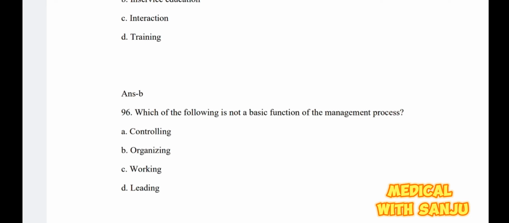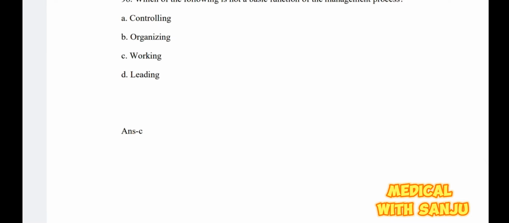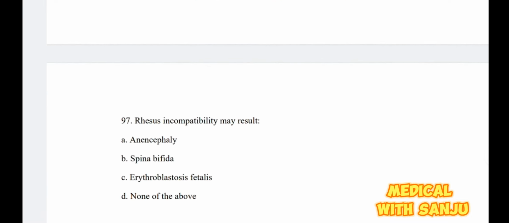Question number 96. Which of the following is not a basic function of the management process? Option A, controlling. Option B, organizing. Option C, working. And option D, leading. Working is not a function of the management process. Option C.